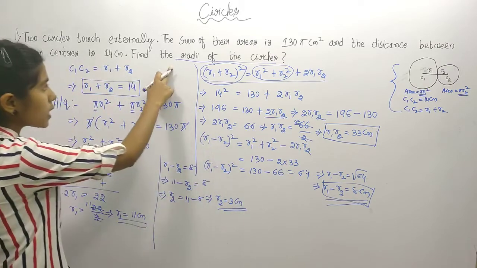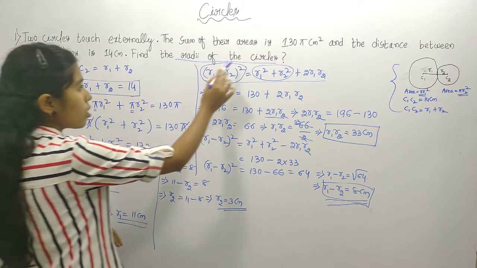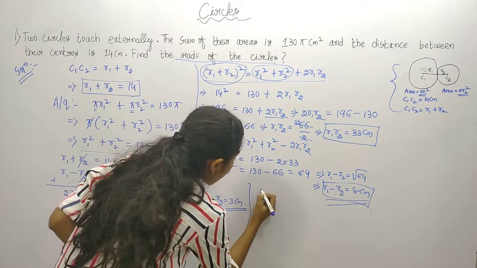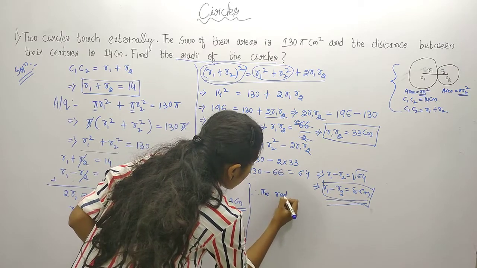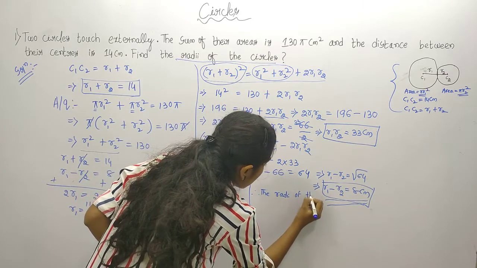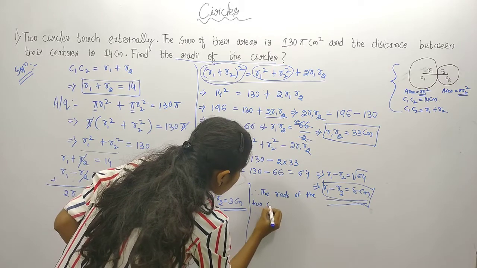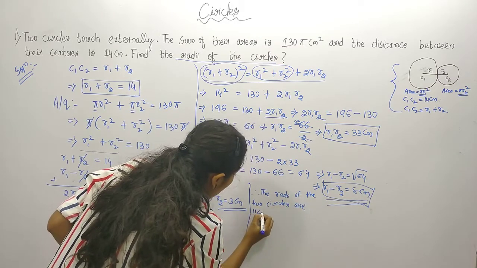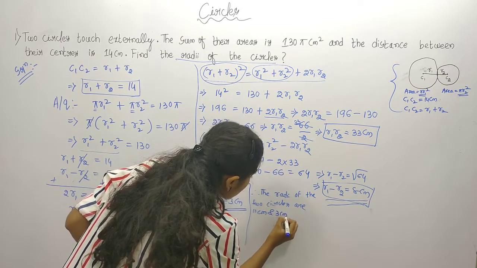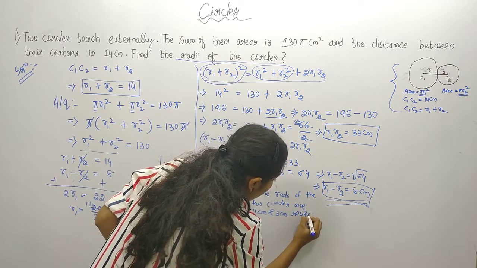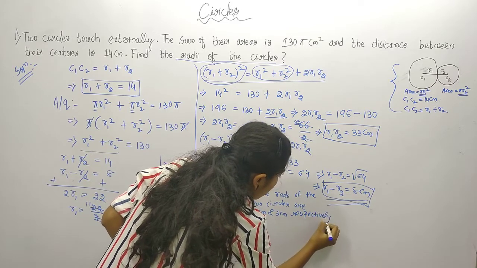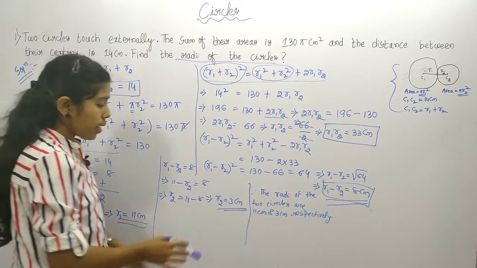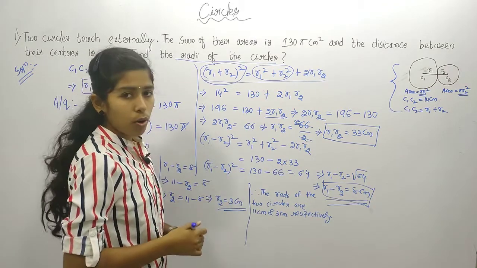What is given in the question? Find the radii of the circles. So what will we write here? Therefore, the radii of the two circles are 11 cm and 3 cm respectively. So these are the two radii: r1 equals 11 cm and r2 equals 3 cm.